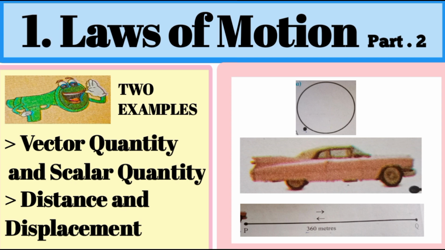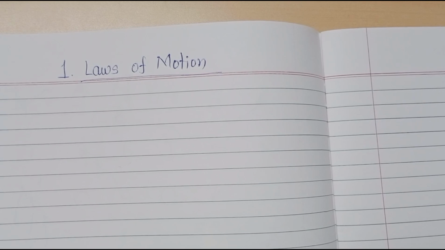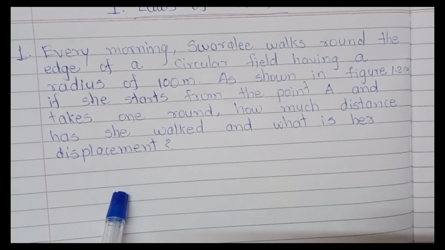First, every morning, Swarali walks round the edge of a circular field having a radius of 100 meter, as shown in figure 1.2a. If she starts from the point A and takes one round, how much distance has she walked and what is her displacement? In this example, we see how distance and displacement are different.